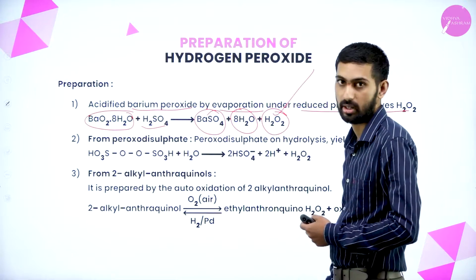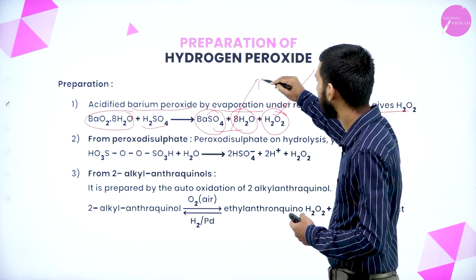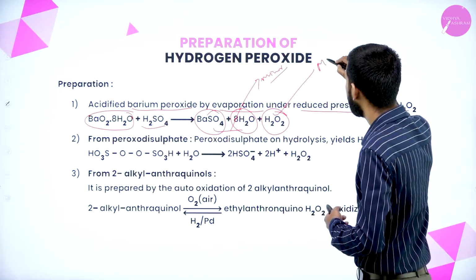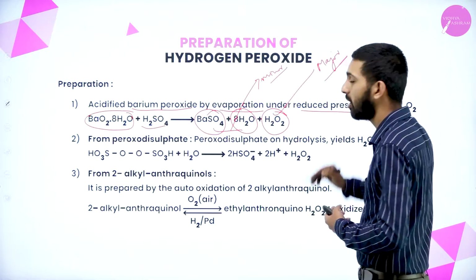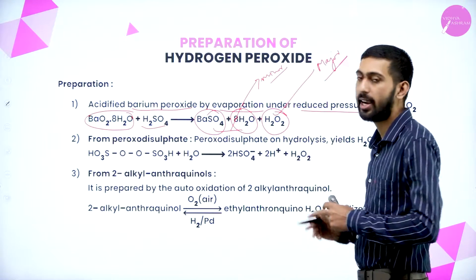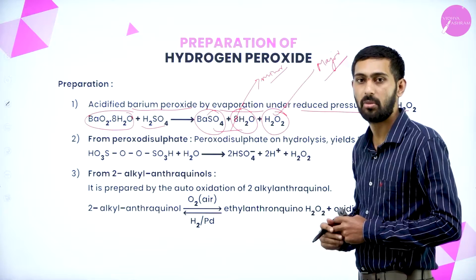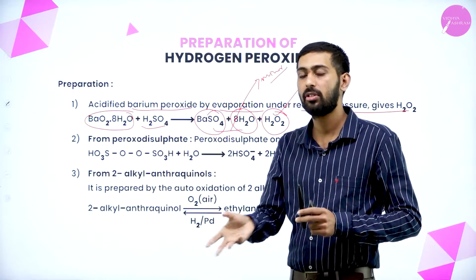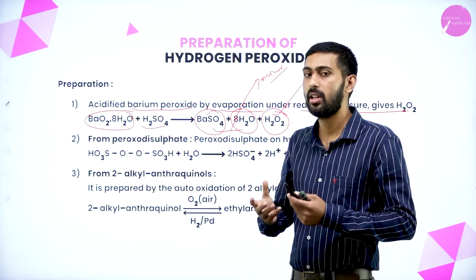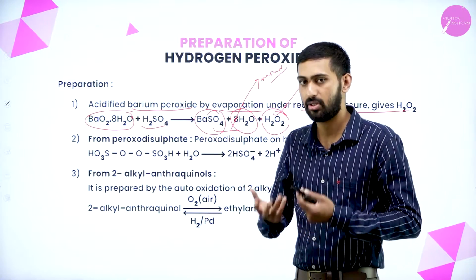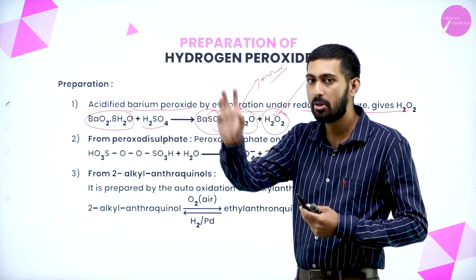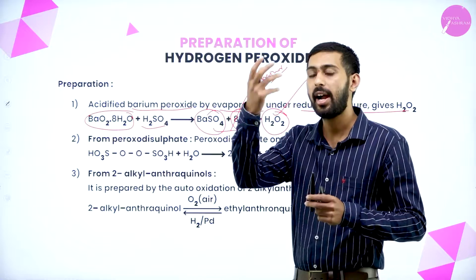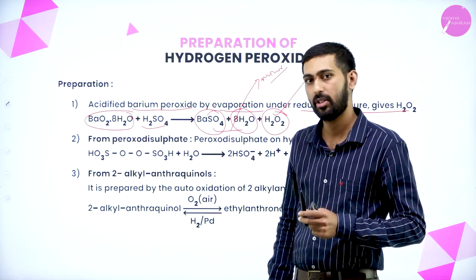Here what we need is only hydrogen peroxide. This is the major product. These two are minor products. Why do we say major and minor? What we needed was hydrogen peroxide, not barium sulfate and water. Okay, here we take barium peroxide and we have to evaporate it. Directly it will not evaporate at room temperature, so what we have to do is add a little amount of sulfuric acid. If you add sulfuric acid, the hydrogen peroxide will be evaporated directly.